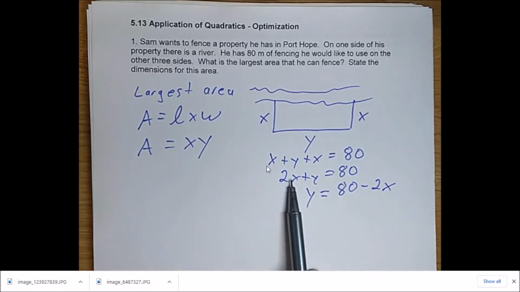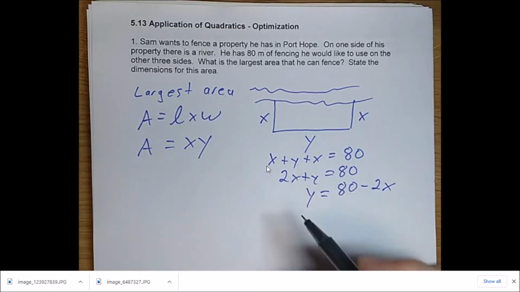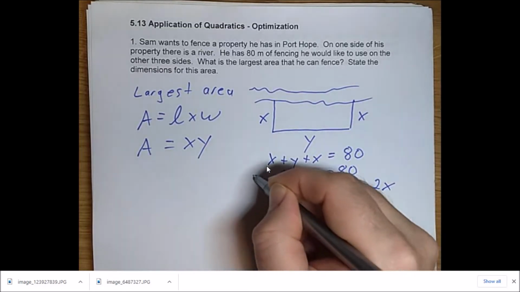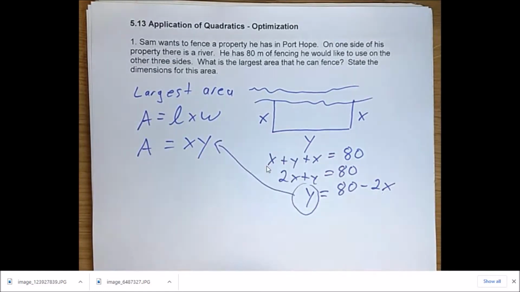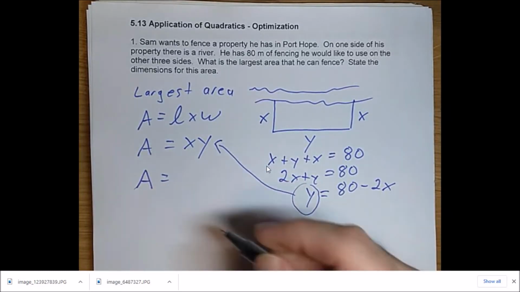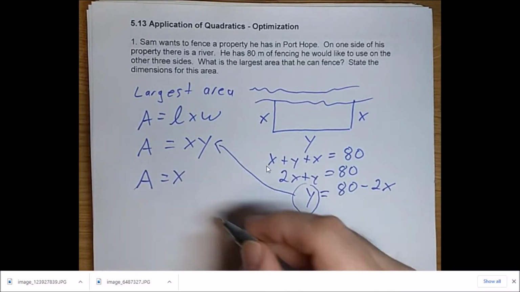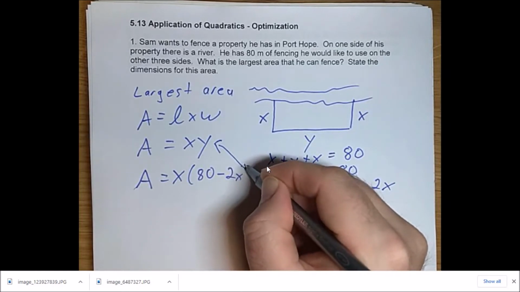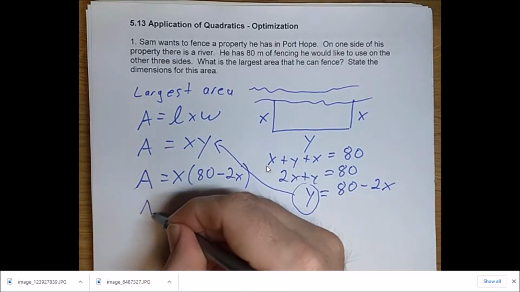And we're just going to move that 2X to the other side. So we're going to have Y equals. And we're going to take this Y equals here, and we're going to substitute it in there. So we have one equation with one letter. So now we'll have A equals X, and in the Y, we're going to put 80 minus 2X. Now we're going to expand this.